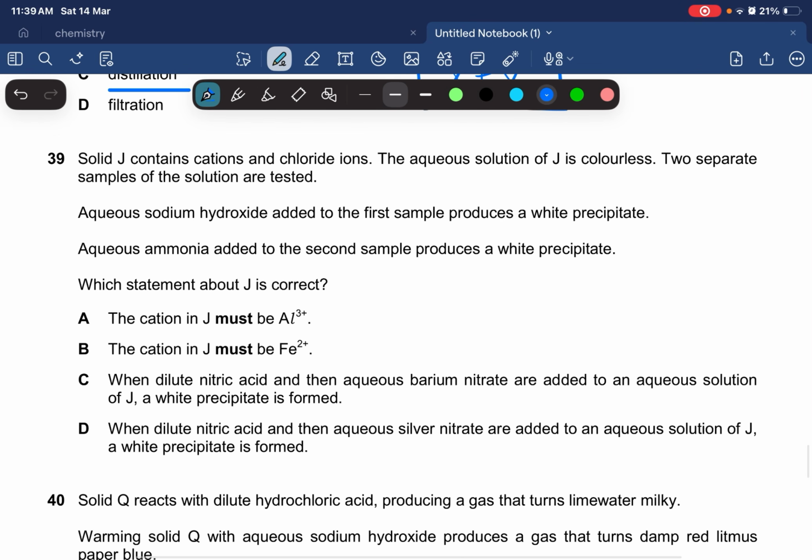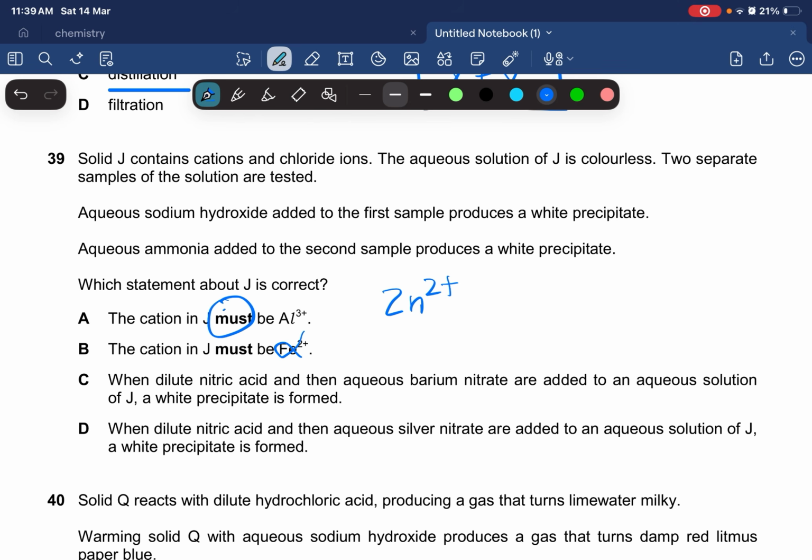Solid J contains cations and chloride ions. The aqueous solution of J is colorless. Two separate samples of the solution are tested. Aqueous sodium hydroxide added to the first sample produces a white PPT. Aqueous ammonia added produces a white PPT. Which statement about J is correct? The cation in J must be aluminum 3+. The cation in J must be Fe2+. White PPT Fe2+. Doesn't make any sense. It must be aluminum because zinc also produces white PPT with both. We're not given the solubilities.